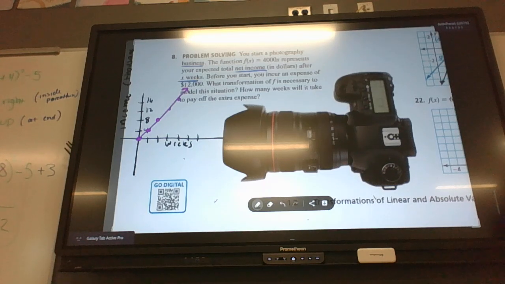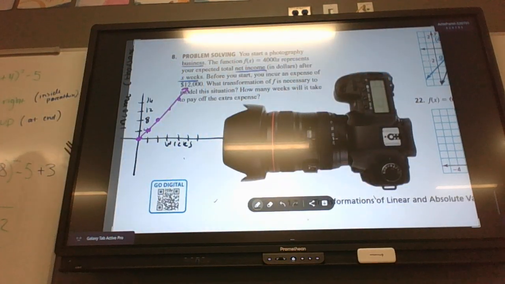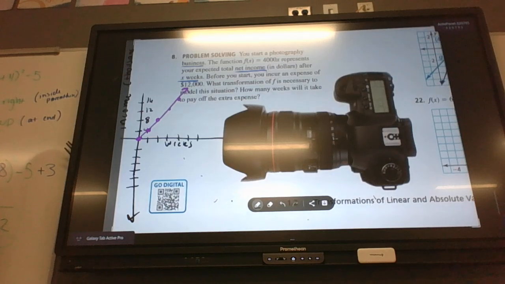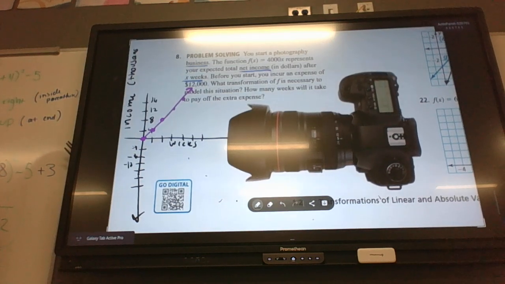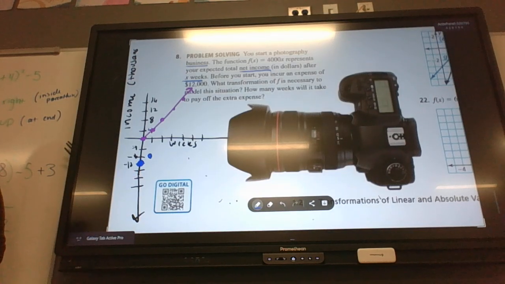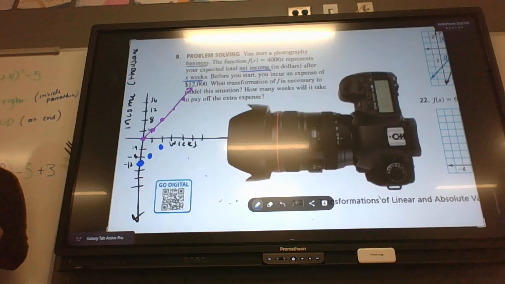But the point is, what's this in our transformation language? What's the vocabulary here? It's one or the other. It's a shrink or it's a translation. When I look at this, 1, 2, 3, 4. That's -4, -8, -12. Now at week 0, I'm $12,000 in the hole. And then after 1 week, I've made $4,000. I still owe 8 grand. And then after 2 weeks, I still owe 4 grand. How long does it take for me to break even? It takes 3 weeks to even start bringing in money.